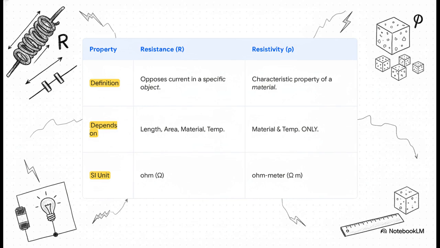But resistivity, rho, is a property of the material itself. For example, all copper has the same resistivity at a certain temperature. It doesn't matter if it's a long wire or a short wire. So resistivity only depends on the material and the temperature. And you can also see their units are different. Resistance is measured in ohms, while resistivity is measured in ohm meters.